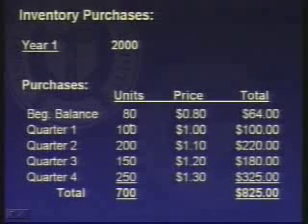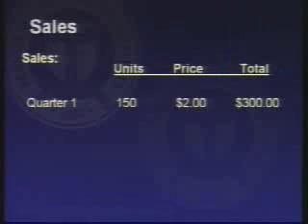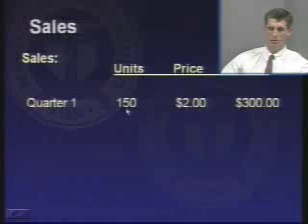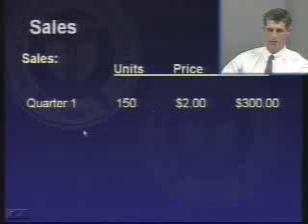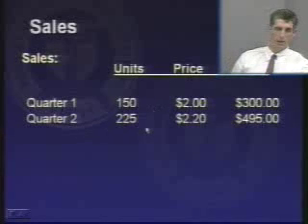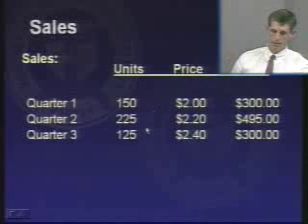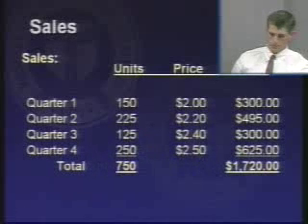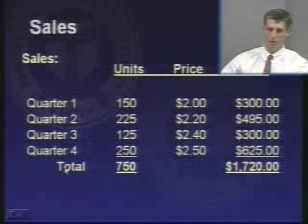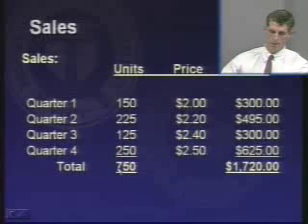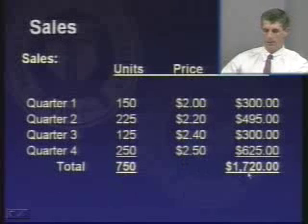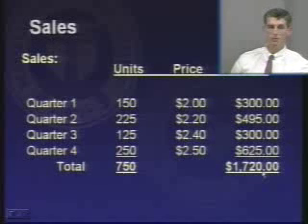Okay, so in year one we have purchases. We also have sales in year one. In quarter one, we sell 150 units at a price of $2. Turns out the amount of dollars doesn't matter that much. The key thing is to track the number of units that get sold per quarter. So for the year, total sales were 750. Total value sales 1720. Questions?